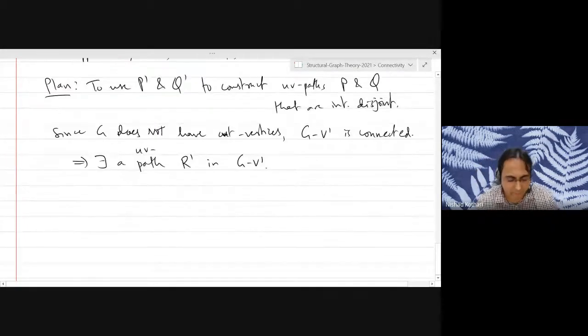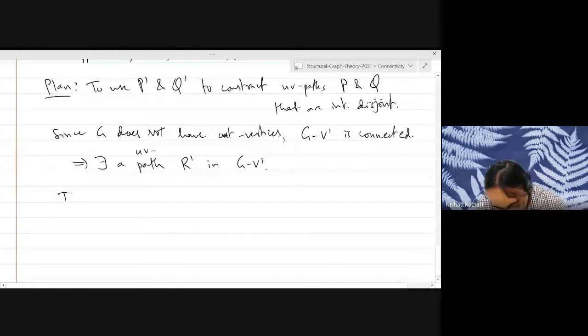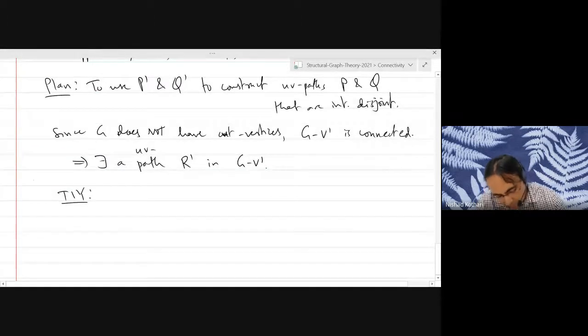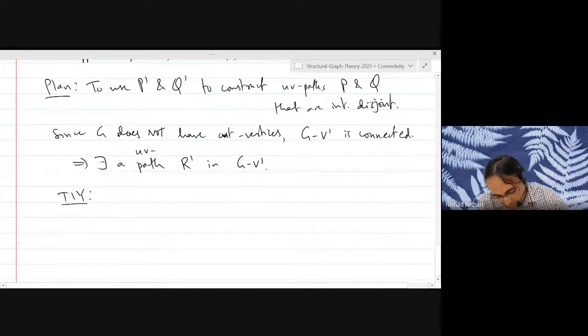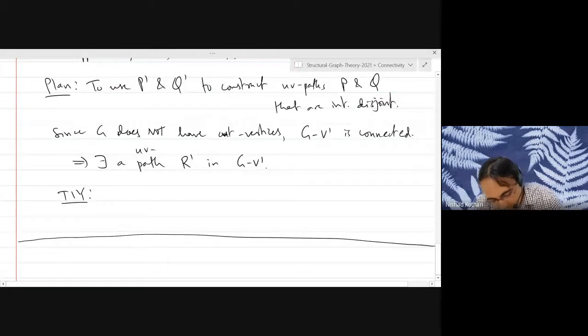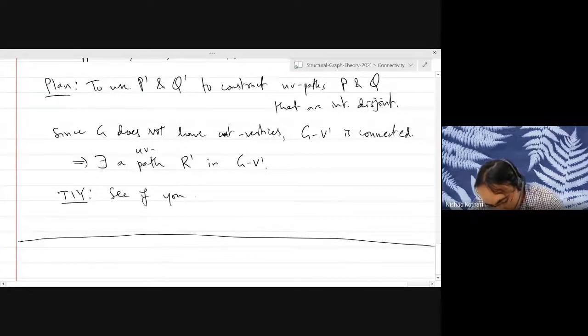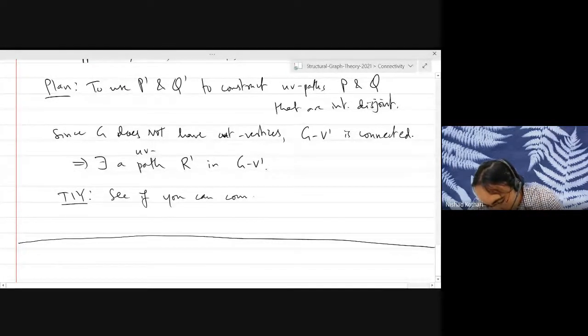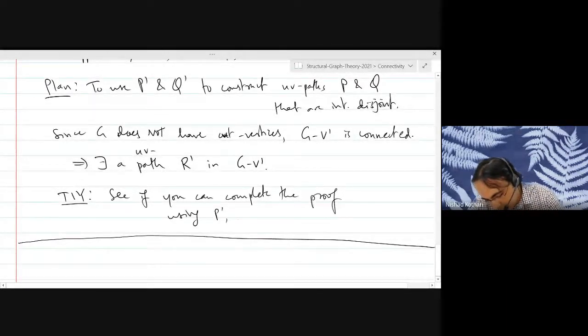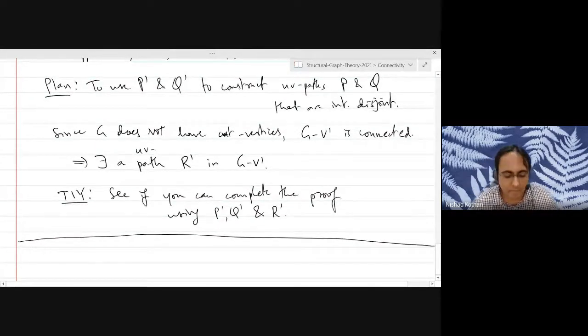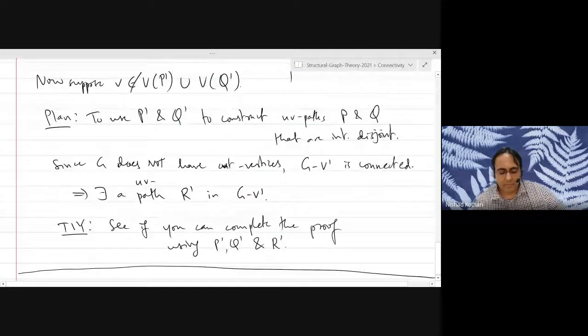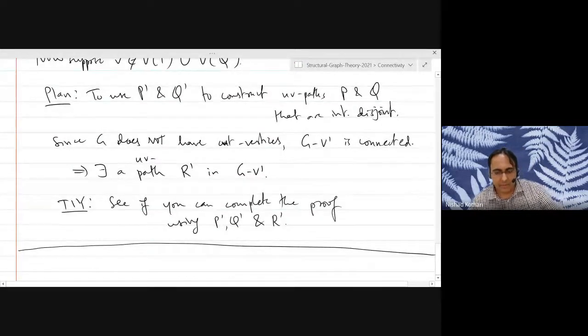Okay? And now I want you all to try it yourself. We will do it tomorrow. But in the meanwhile, you should try it by yourself. See if you can complete the proof using P prime, Q prime, and R prime. Okay? I don't want to discuss this right now. I want everybody to try it on their own.